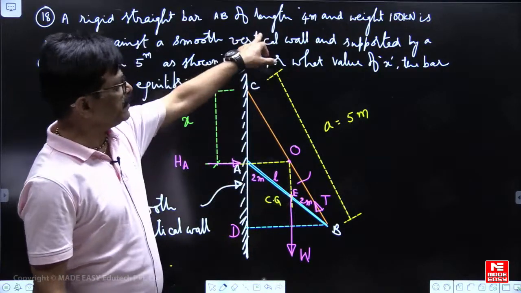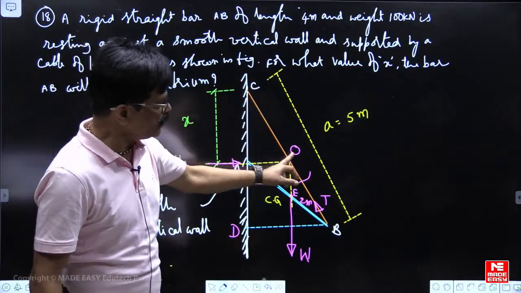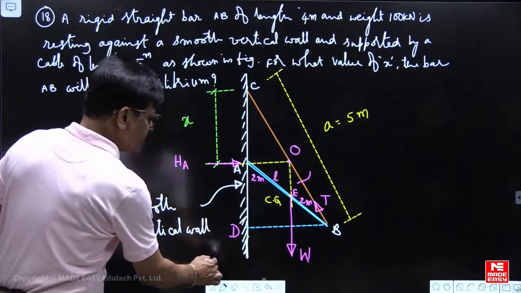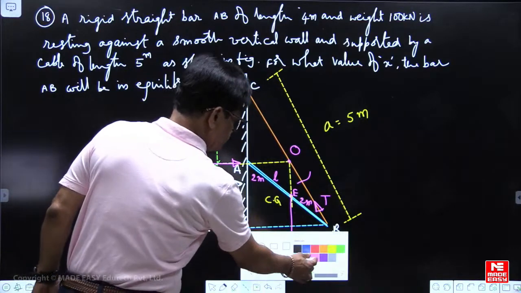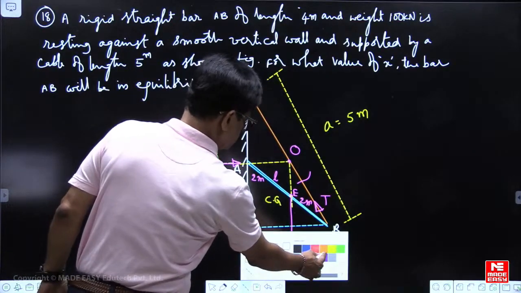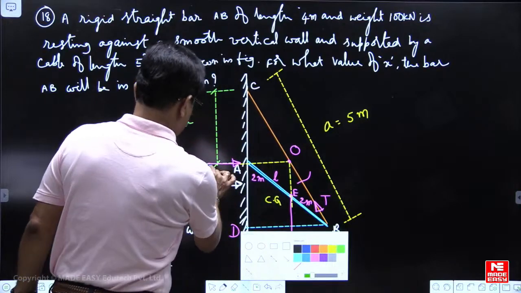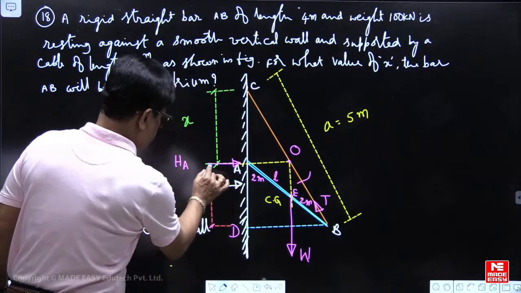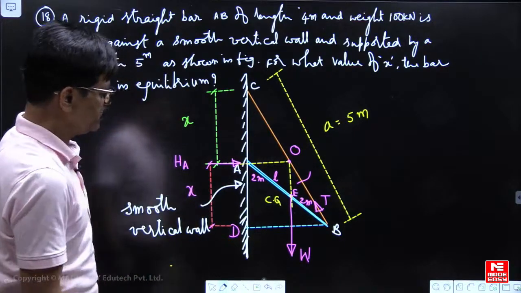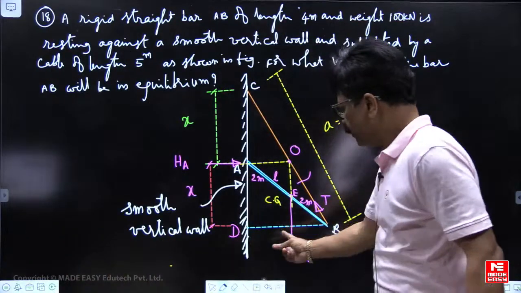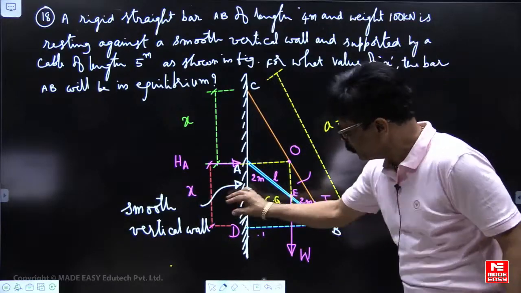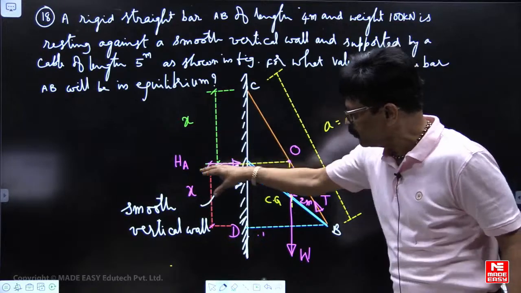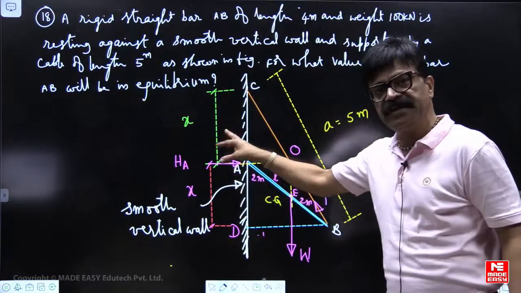And if I cut vertically upward, move upwards, CO and OB also will be equal. Cut horizontally, if this is X, the other length also will have to be X. This also must be X from the geometry of the triangles. This is the midpoint. So this is equal to this. If I cut horizontally, this is equal to this. Cut vertically, this is equal to this. Cut horizontally, CA and AD, they must be equal.